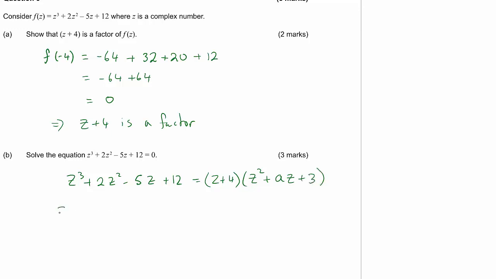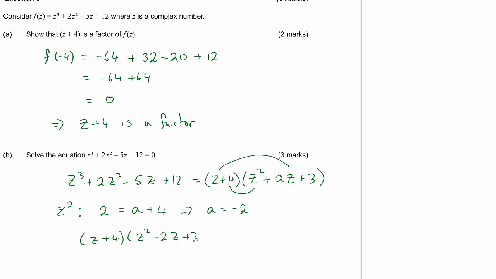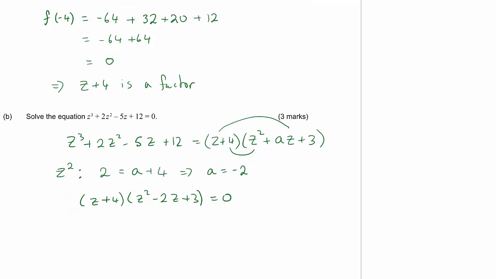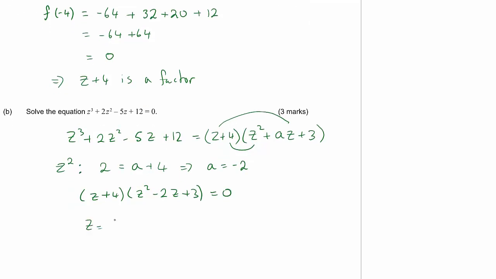So let's look at the z squared coefficients. So on the left, that's 2. Over here, we'll get a plus 4, which tells us that a equals negative 2. So if we have z plus 4, z squared minus 2z add 3 is equal to 0. That means that z equals negative 4, or z squared minus 2z add 3 is equal to 0.